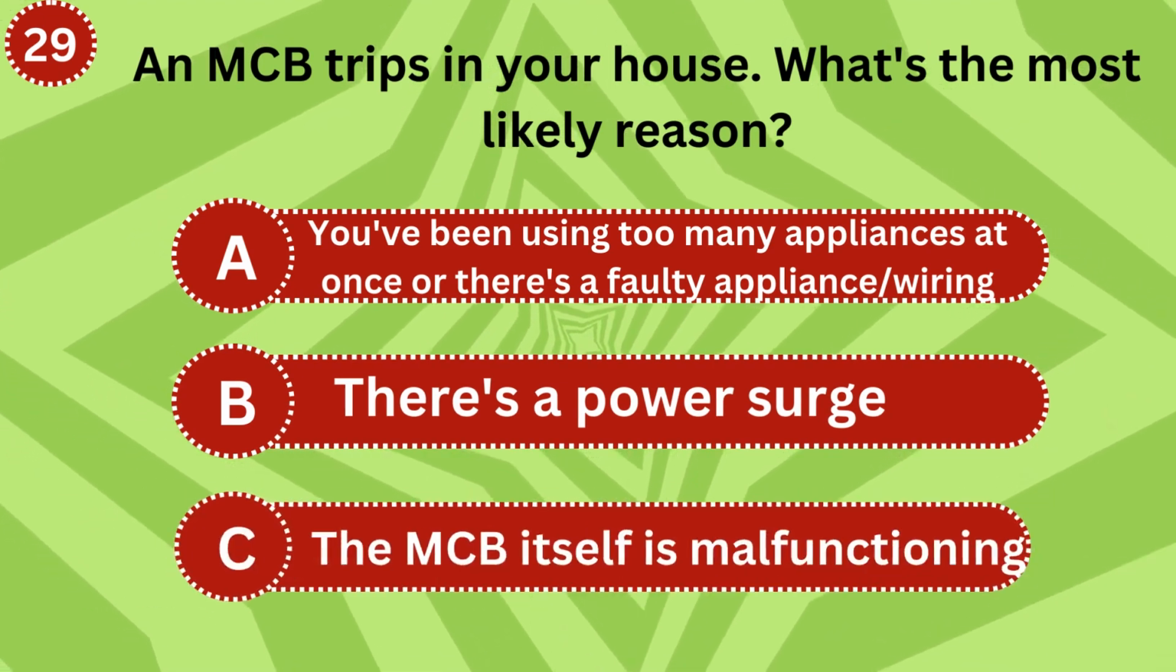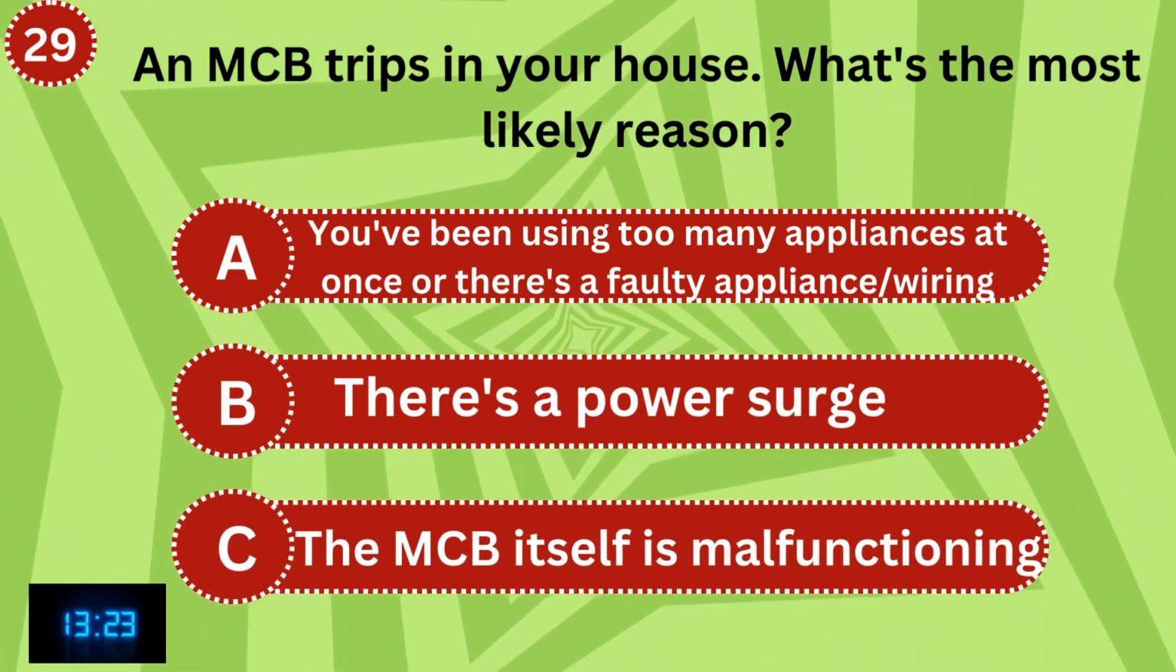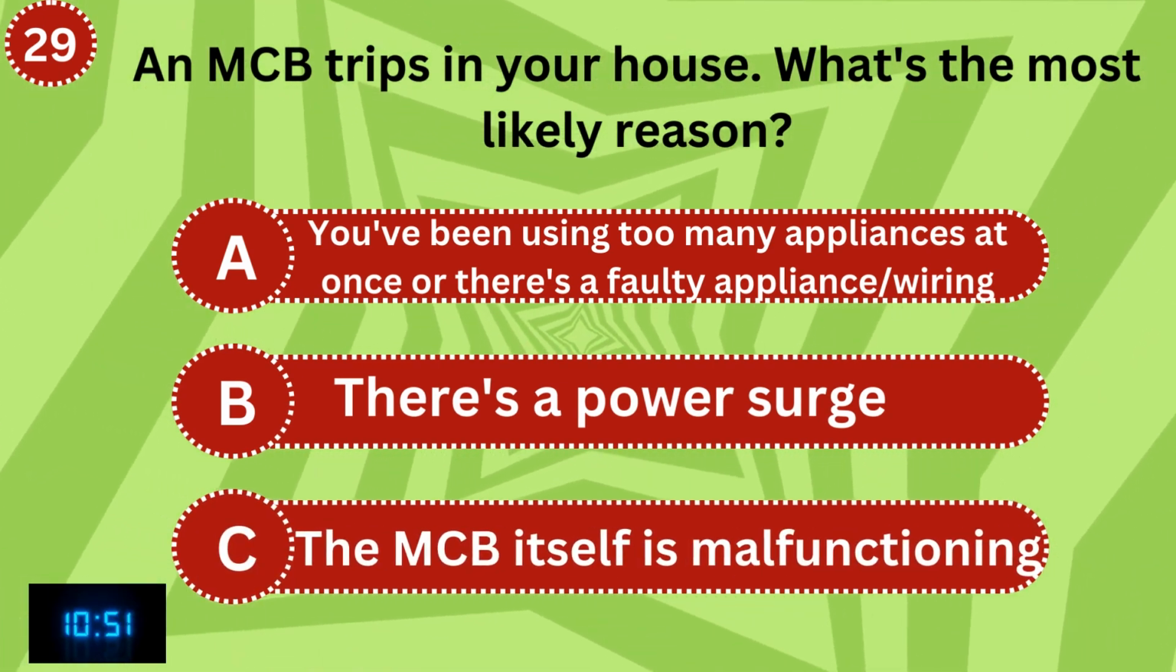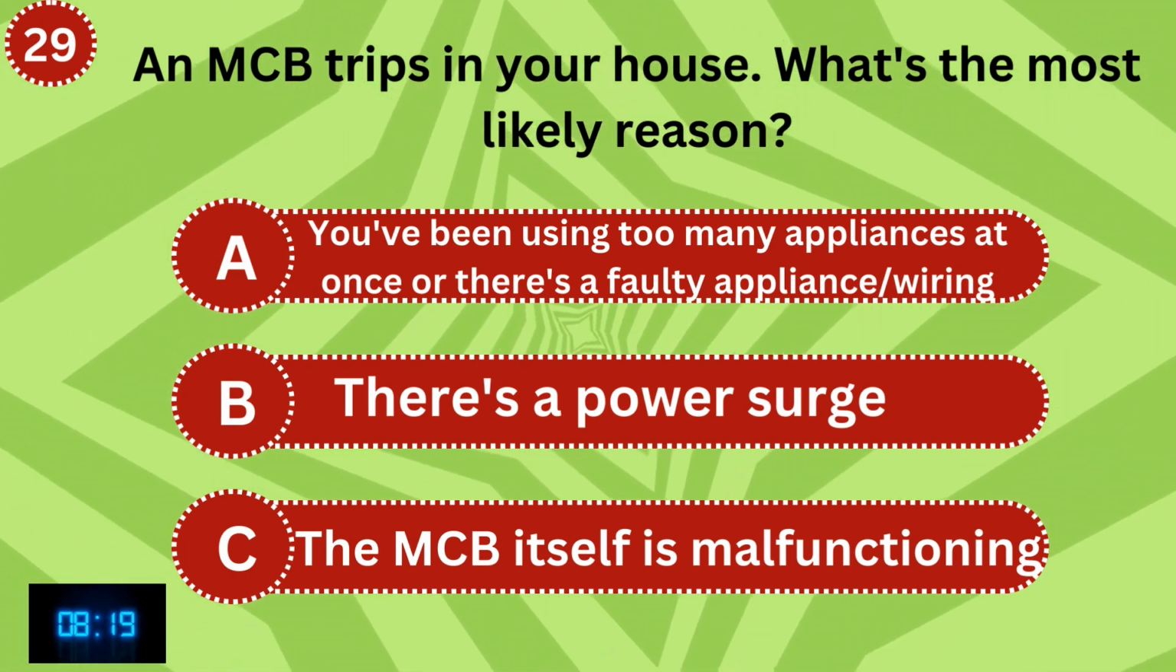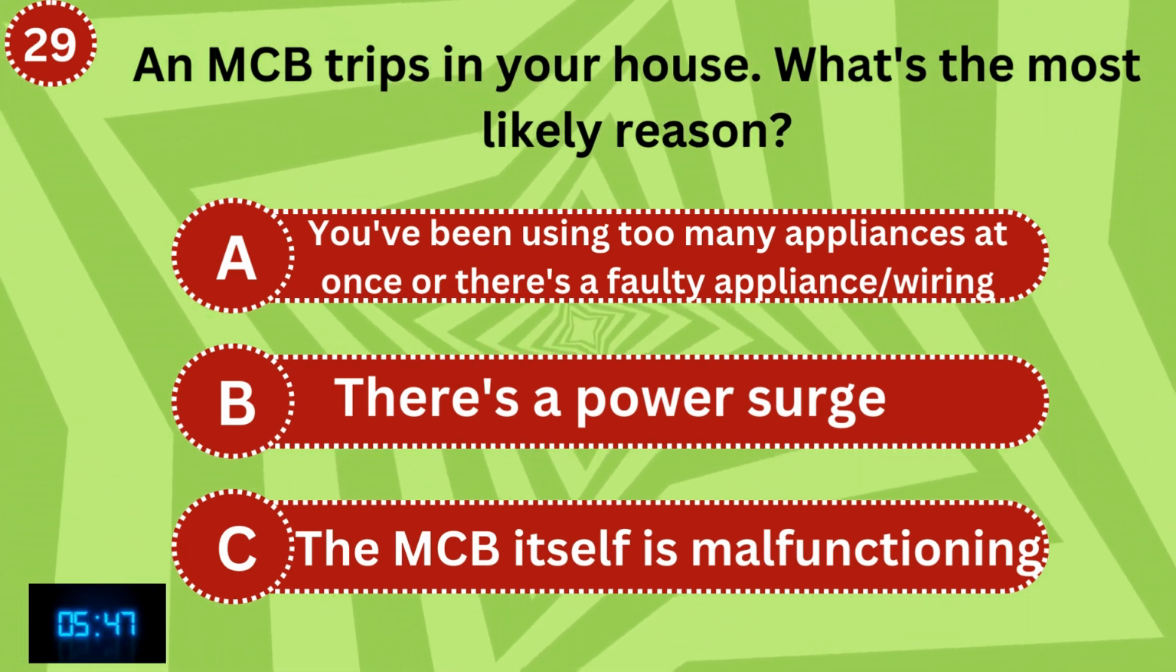An MCB trips in your house. What's the most likely reason? You've been using too many appliances at once, or there's faulty appliance wiring. There's a power surge, or the MCB itself is malfunctioning.